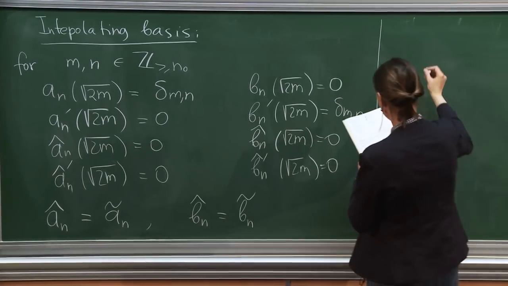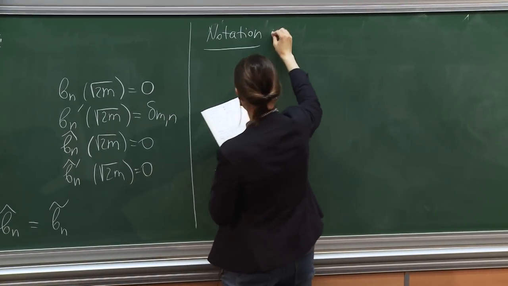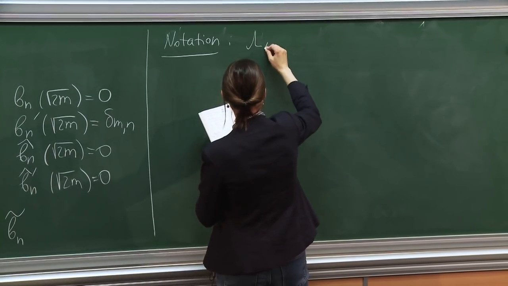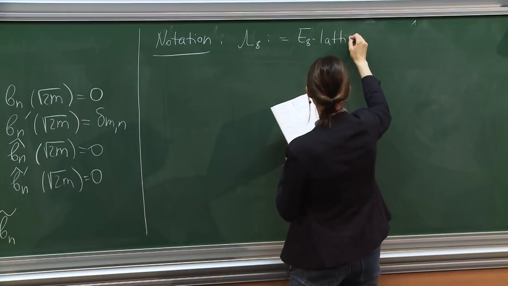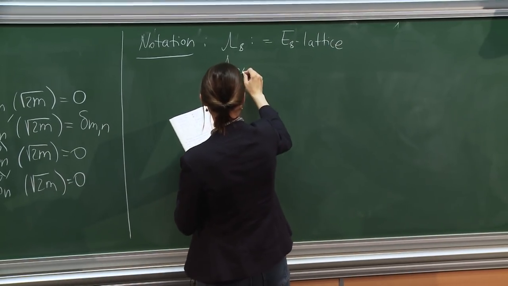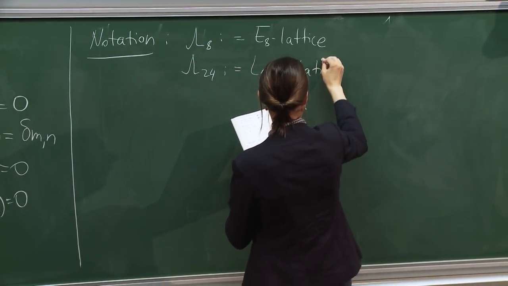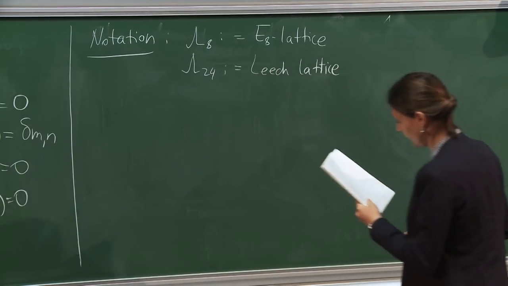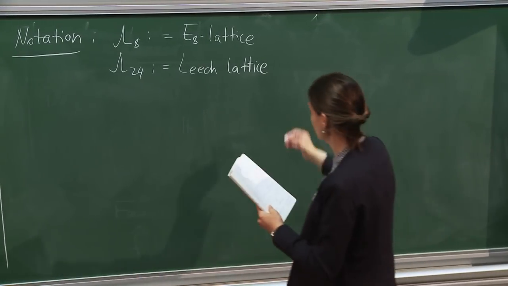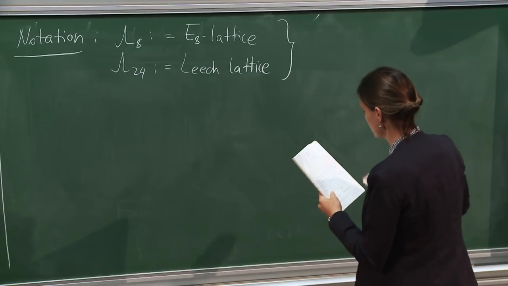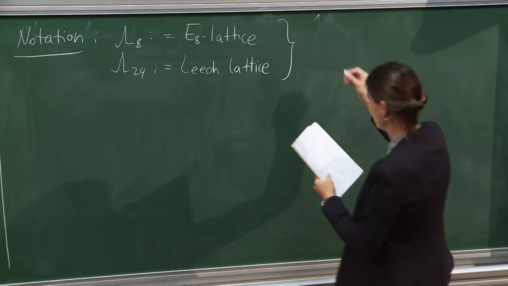And so here maybe I will use some notation. We'll denote by lambda 8 the E8 lattice, and lambda 24, with subindex 24, the Leech lattice. These are very famous mathematical objects, and maybe they don't need too much introduction, but I'll just remind that both lattices are even and unimodular lattices.